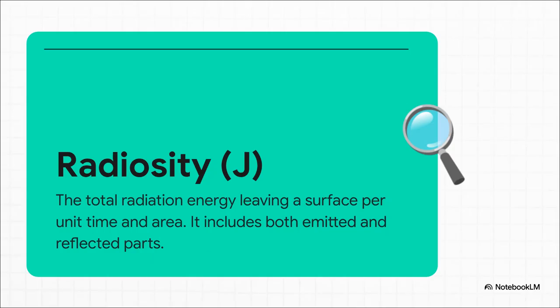Now, to build our analogy, we need one more term. It's called radiosity. The best way to think about this is like it's the voltage of a surface. It represents the total energy leaving that surface, and that includes both the energy it's creating itself because it's hot and any energy that's bouncing off of it from somewhere else.